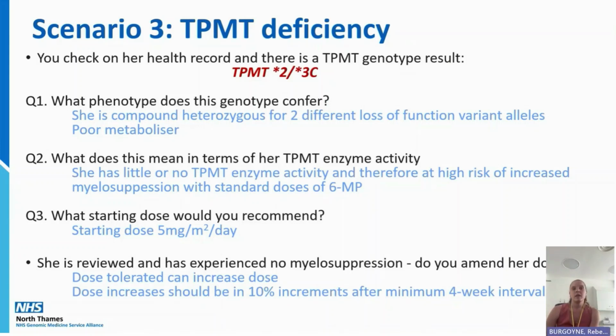She is then reviewed by the doctors, and she has experienced no myelosuppression. Do you amend her dose? And again, yes, she's tolerated the dose, no myelosuppression, so we can increase that dose to give her the best exposure to the medicine for her disease. But this time the dose increase should only be 10% increments, and this would be after a minimum of a 4-week treatment period with the particular dose that she is on.